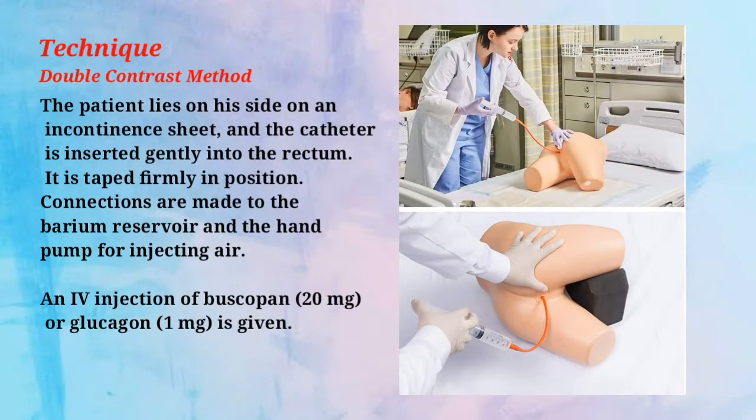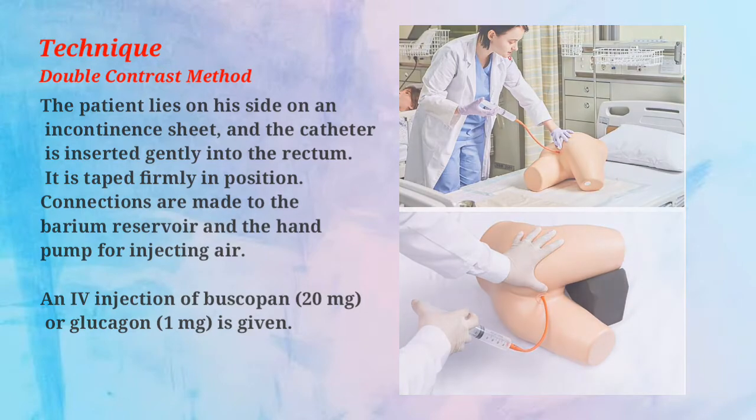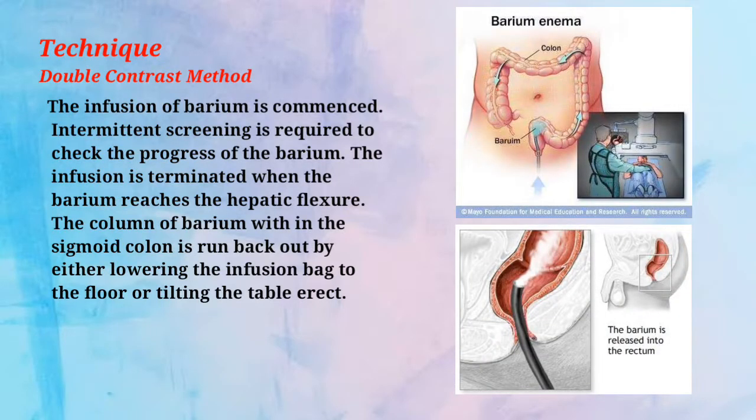Technique. The double contrast method. The patient lies on his side on an incontinence sheet and the catheter is inserted gently into the rectum. It is taped firmly in position. Connections are made to the barium reservoir and the hand pump for injecting air. An IV injection of Buscopan 20 mg or glucagon is given. The infusion of barium is commenced.